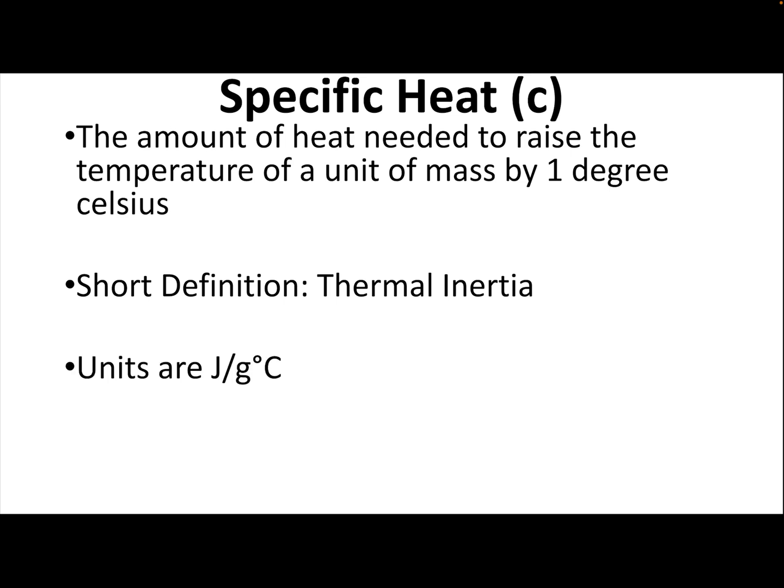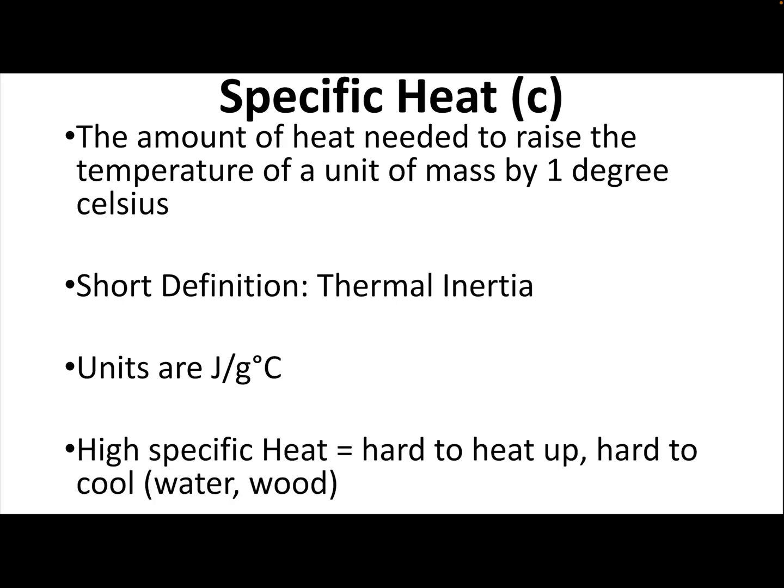The units are joules per gram degree Celsius. High specific heat means hard to heat up, hard to cool down. It has a high thermal inertia. Things like water and wood have high specific heats. Low specific heats are the opposite. They're easy to heat up, easy to cool down.